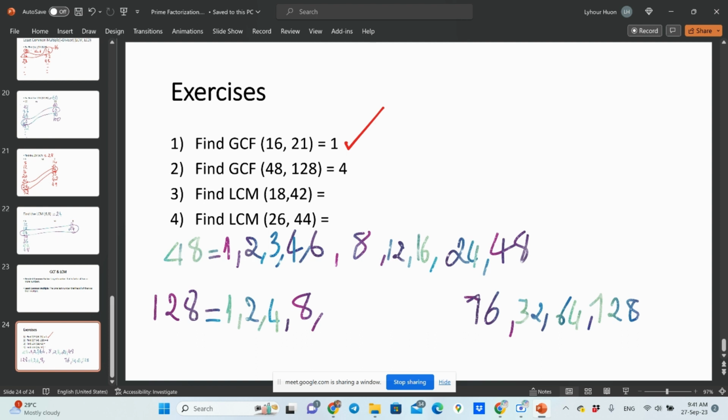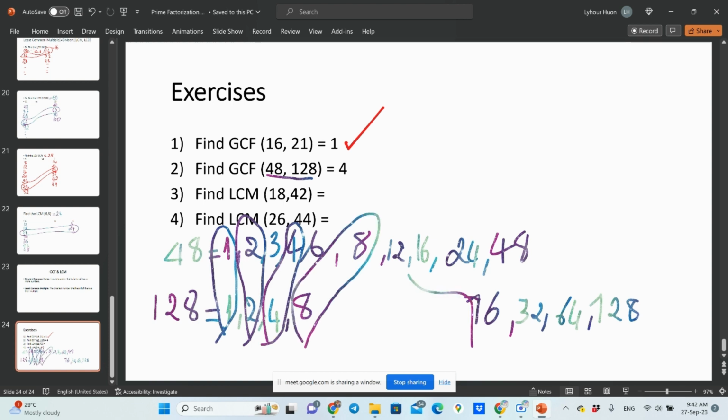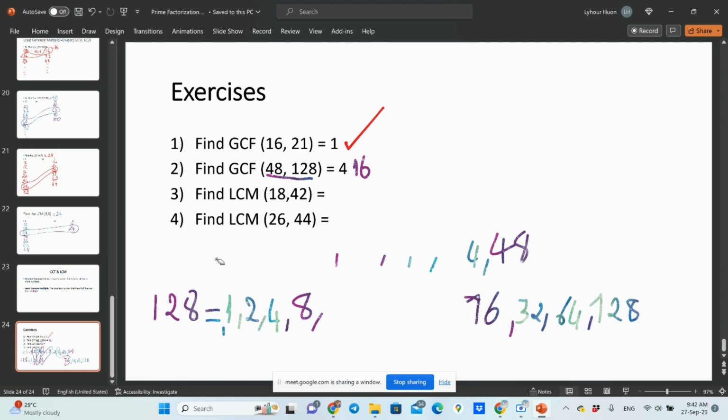What is the GCF of these two numbers? Eight. Wait, now we check the commons. One is common. Two is common. Four is common. Eight is common. 16 is also common. So the GCF is 16. Yes. Now we know about the GCF.